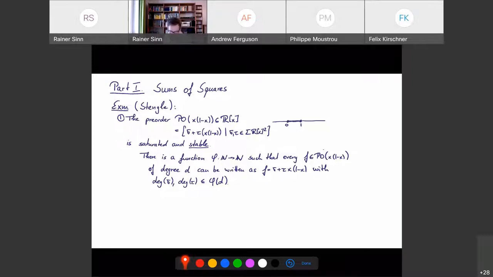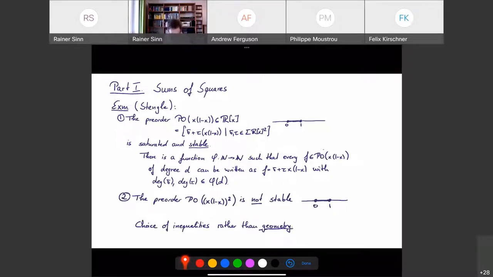So this is stable. However, you may know that if you change the exponent of the inequality, just to be slightly annoying maybe, you change it to 3. So of course, it describes the same set. I've just cubed the polynomial. It doesn't change the sign it takes. However, this pre-order is no longer stable. And, you know, Stengler very carefully bounded the degree of the sum of squares weights in terms of the minimum and so on. So he studied this very explicitly and very carefully.